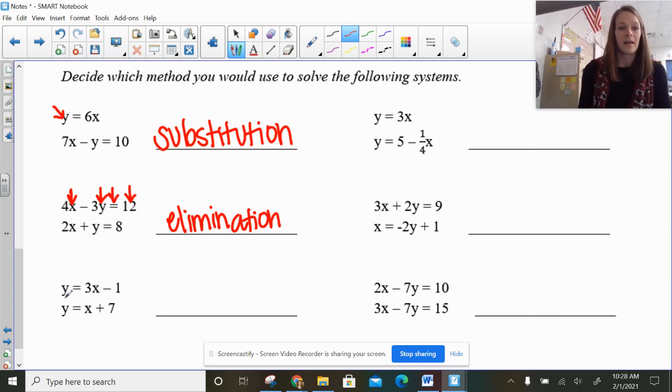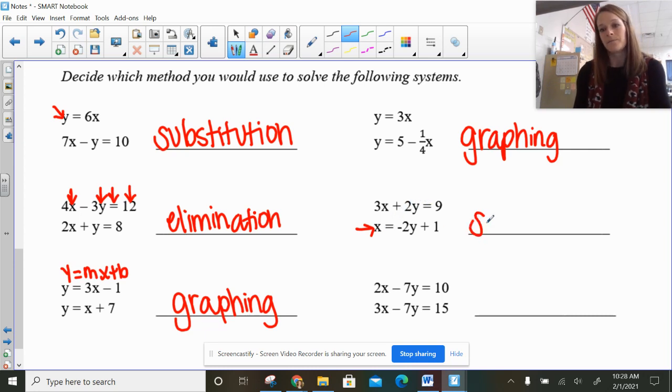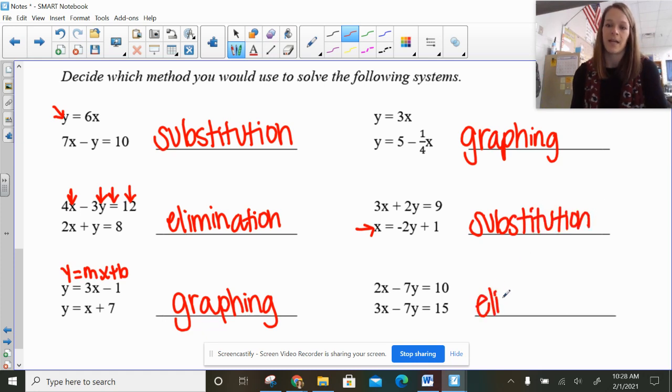Okay, and then here, these are both y equals. So these are both in the y equals mx plus b form. I would use graphing here. Same thing here, y equals, they're both that way, so I would use graphing here again. This one has an x by itself. This would not be elimination because notice where the equal signs are. So we would have substitution, and then this last one would be elimination.